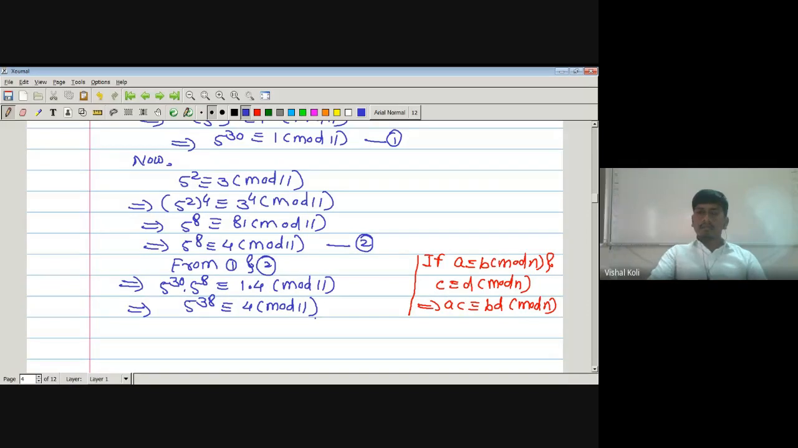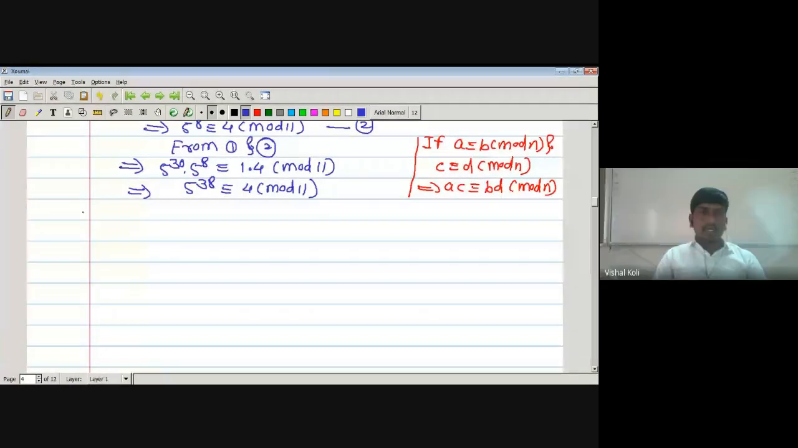4. Which implies, when 5 to the power 38 is divided by 11, then the remainder will be 4.